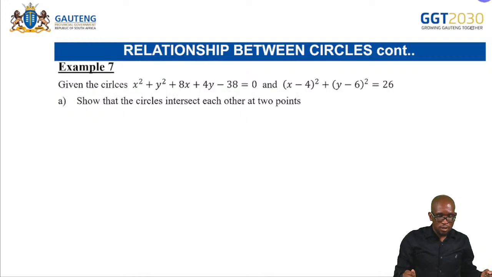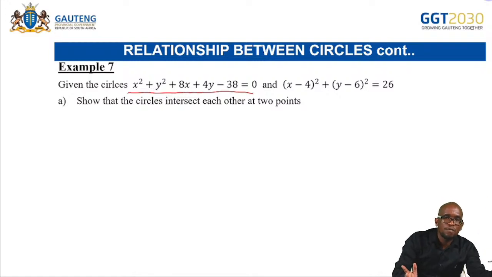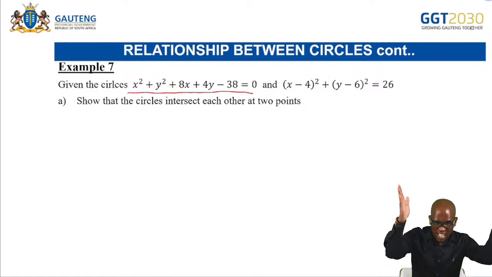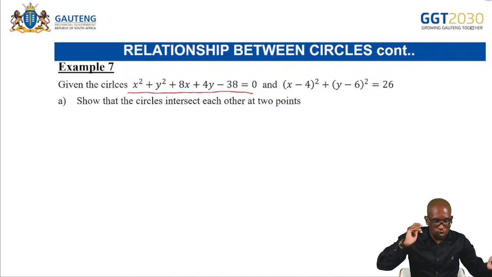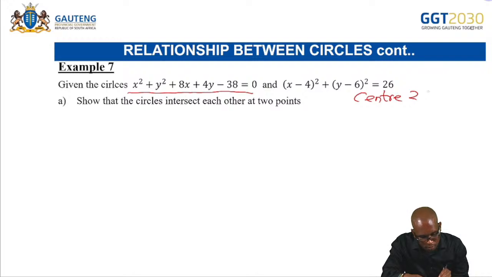Moving on, we are looking at example 7. We are given two circles. Show that the circles intersect each other at 2 points. Now, one of the circles is not given in standard form. Remember, we need the center of the first and the center of the second so that we can get the distance between the centers. So we don't have the center of the first circle. The center of the second circle, center 2, is (4, 6), and the length of the radius is square root 26.